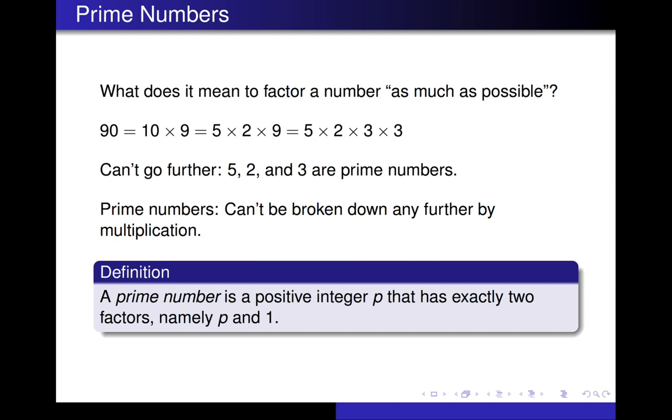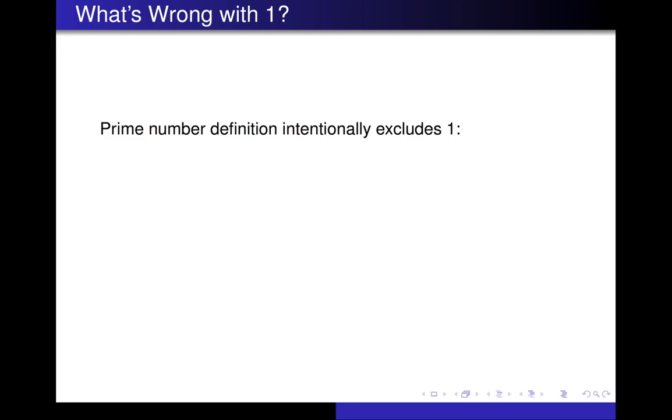Now, one thing that we studiously did in this definition, and this may seem unfair, is we defined this specifically so that we can exclude the number 1. Now, I love the number 1. It's one of my favorite numbers, but it doesn't work so great as a prime, and let me explain why.